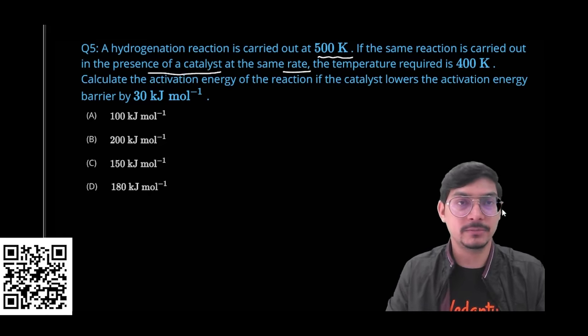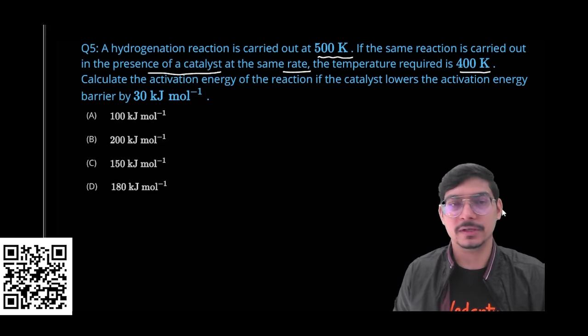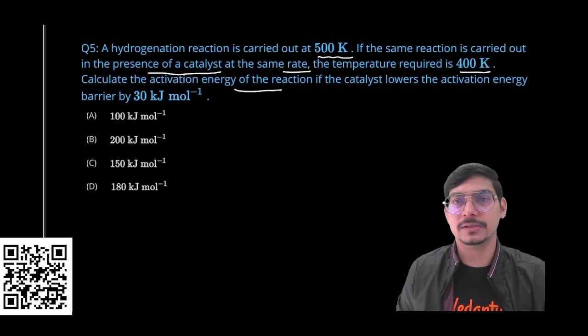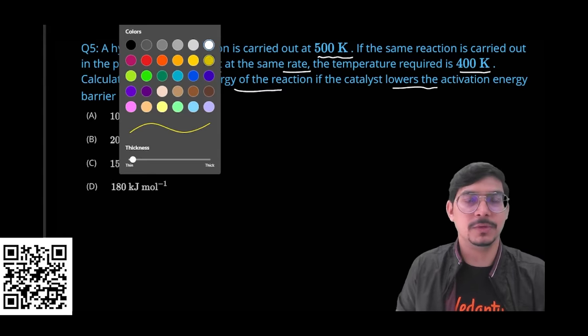So if the reaction is the same rate, we will assume that the rate constant is also same. The temperature required is 400 Kelvin. Calculate the activation energy of the reaction if the catalyst lowers the activation energy barrier by 30 kilojoule per mole.